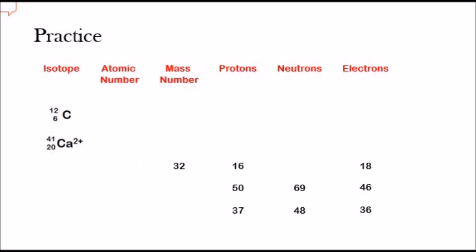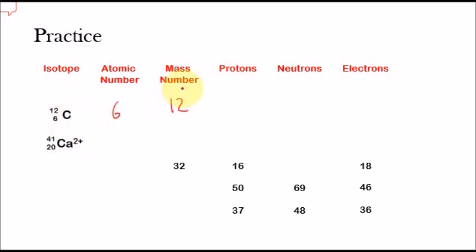Okay, so let's fill out this chart over here. So we're given the isotope and asked the atomic number. So the atomic number here is 6 because that's where the atomic number is located. The mass number is 12. Okay, so that's pretty simple.